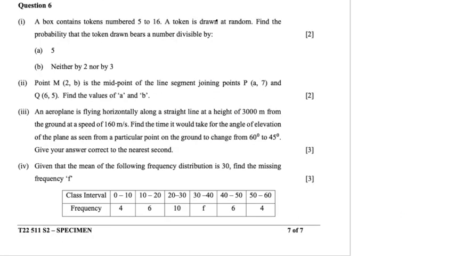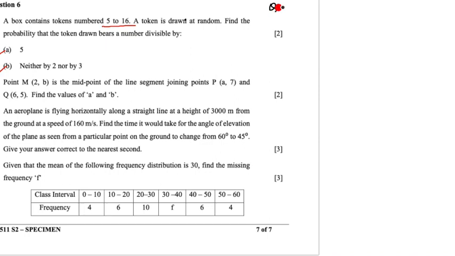Now we come to the last question of this paper, question number 6. First part: a box contains tokens numbered 5 to 16. A token is drawn at random. Find the probability that the token drawn bears a number divisible by 5 and neither by 2 nor by 3. Question number 6, first part.